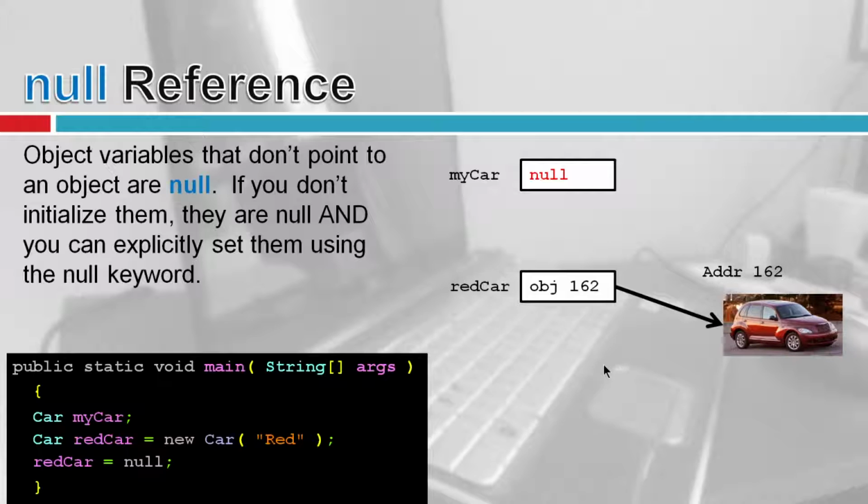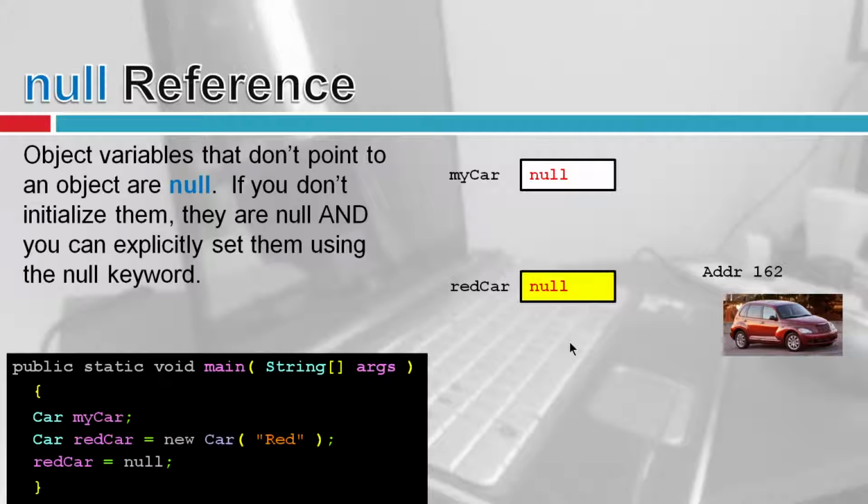I'm going to set that car to null. So I've lost the pointer reference to it. I've orphaned it. It has no variables pointing to it now, and I've set this to null. So I can either have it implicitly set to null or explicitly.